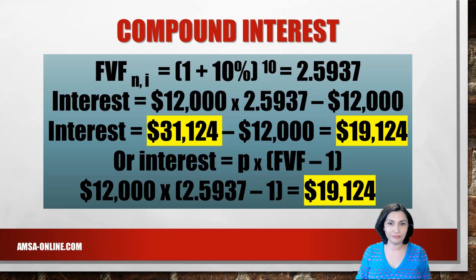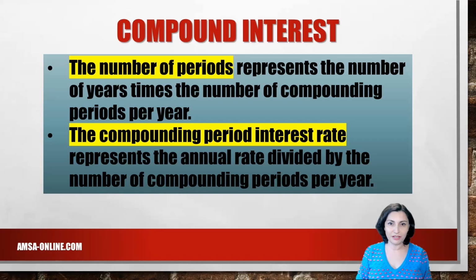The number of periods represents the number of years times the number of compounding periods per year. The compounding period interest rate represents the annual rate divided by the number of compounding periods per year. If you're working on a problem that gives you the number of months or quarters, not years, make sure to increase the number of periods and decrease the interest rates. Watch the video Future Value of a Single Sum, where I explain it in detail.